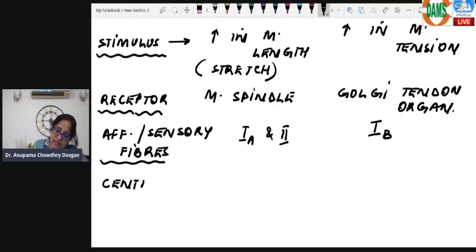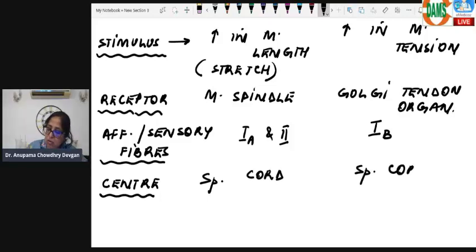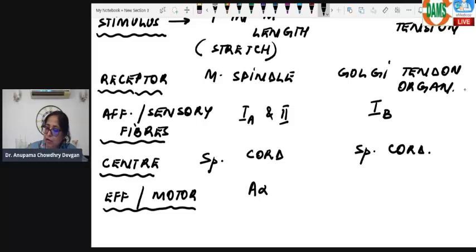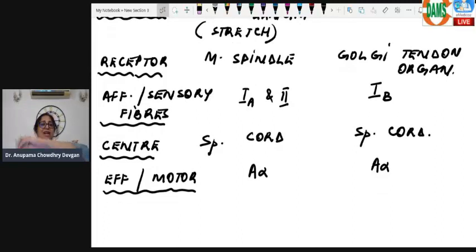What is the center for the stretch reflex? The center for the stretch reflex is the spinal cord. For the inverse stretch reflex, it is also the spinal cord. They are both spinal reflexes. Efferent or the motor of the stretch reflex is A alpha. For the inverse stretch reflex, it is also A alpha. Remember, a reflex arc has a receptor, a sensory arm, a center, an efferent, and an effector, right?